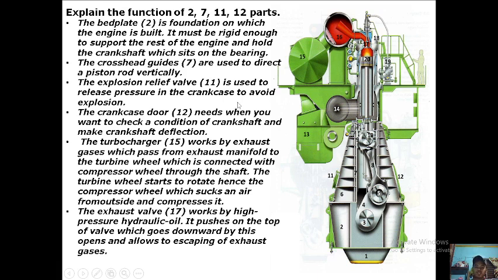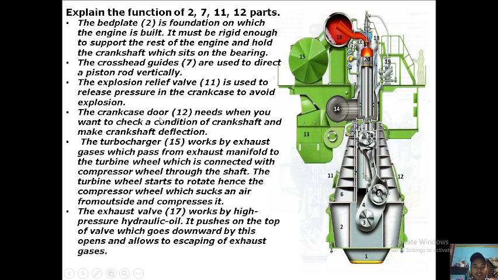Okay, so the functions of 2, 7, 11, 12. So 2 is the bed plate. It is the foundation on which the engine is built. It must be rigid enough to support the rest of the engine and hold the crankshaft which sits on the bearing. Number 7 is the crosshead guides, used to direct a piston rod vertically. Number 11 is the explosion relief valve, used to release pressure in the crankcase to avoid explosion.